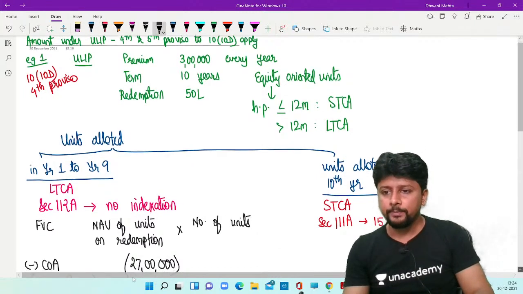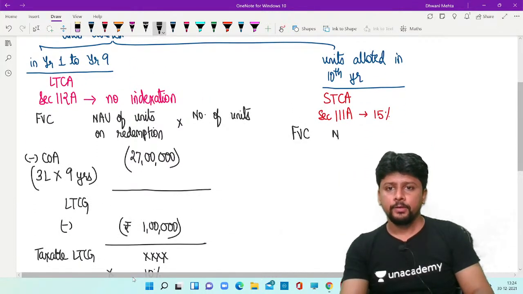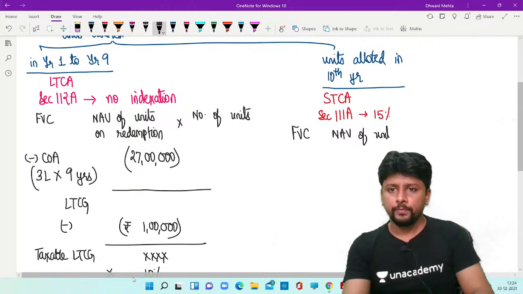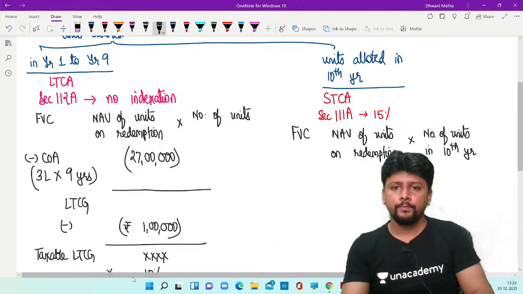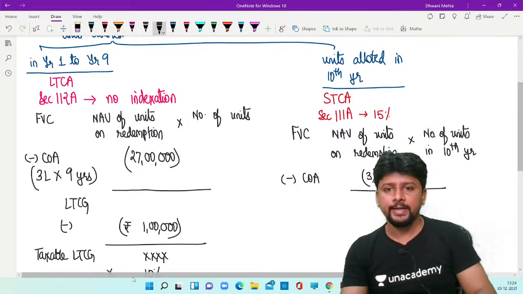So now my computation will be full value of consideration, which is NAV of the units on redemption multiplied by the number of units which were allotted in the 10th year, minus cost of acquisition, the 10th year investment 3 lakhs. Of course, it is short term, so there is no question of any indexation. This is the short term capital gain which is taxable. And on this, I will pay tax of 15%, and this is the tax payable.